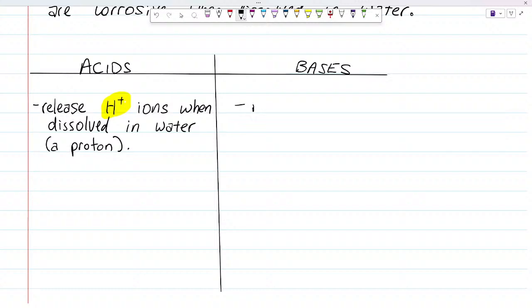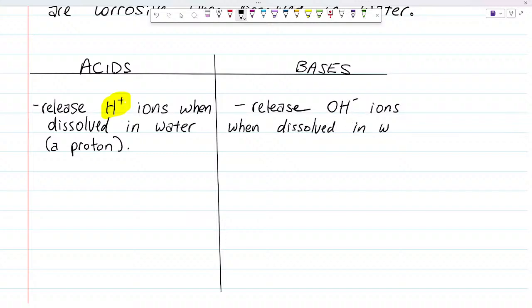Bases are different. Bases release a negative ion. Specifically, they release OH minus ions when dissolved in water. I said this last note. By the way, I lied. There's one more. I forgot about that because I changed the order of something I'm doing this year.